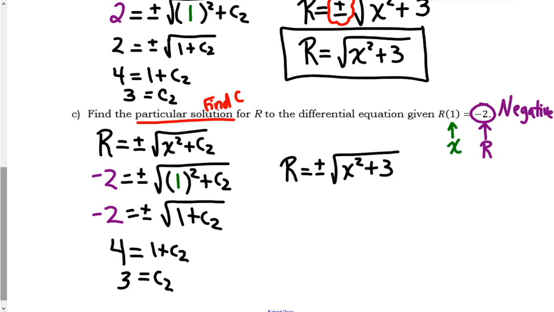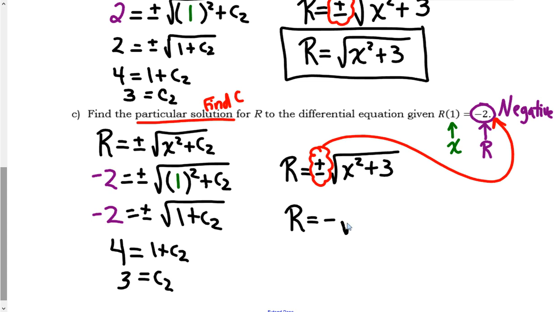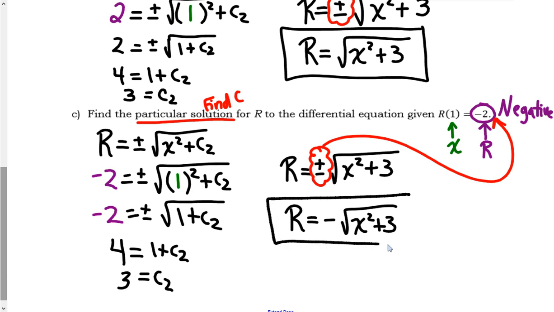And again, I need to stop and look. I have a plus or minus right here. However, I just talked about the fact that my R is a negative. So that dictates that this sign here has to be negative square root of x squared plus 3. And there's one thing that you do have to be careful of when you are working with differential equations.